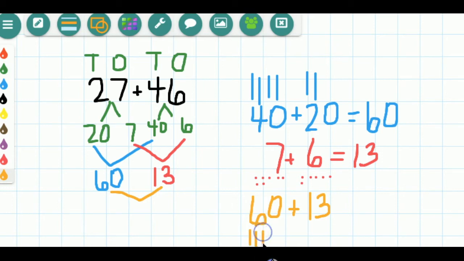10, 20, 30, 40, 50, 60, plus one more 10, 70, and then 3 ones: 1, 2, 3. So we have 7 tens and 3 ones, which is the same as 73. Nice job.